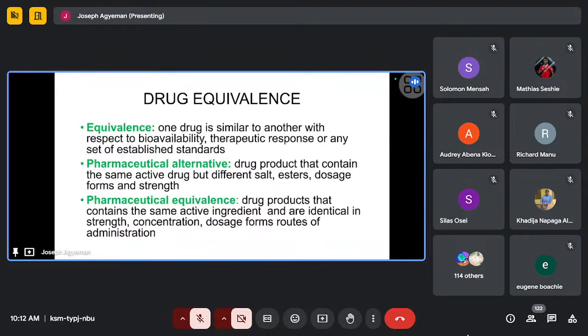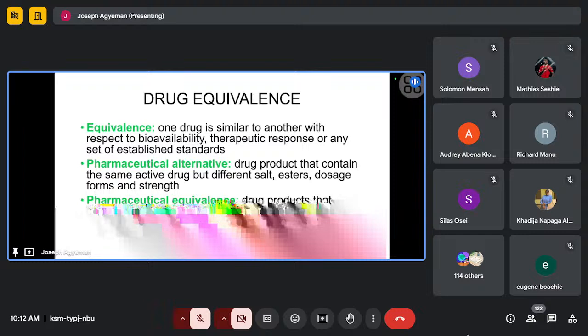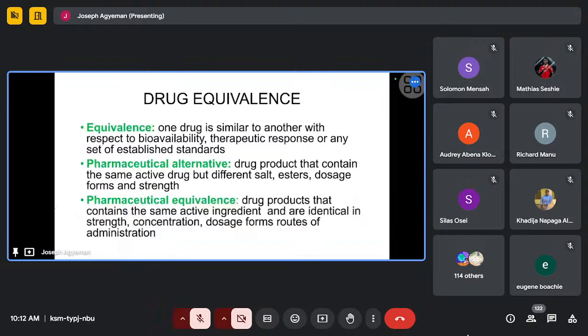So when you have two drugs, number one, their active ingredient is the same, but they differ in terms of salt or ester form or dosage form or strength, then you can say that they are pharmaceutical alternatives. So by using diclofenac, for example, in terms of salt form, you can have diclofenac sodium, diclofenac potassium. These two are pharmaceutical alternatives. You can also have diclofenac that is injectable, diclofenac that is oral, the tablet, or diclofenac that is supposed to be used rectally, a suppository.